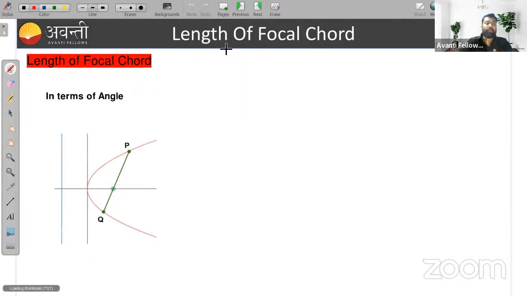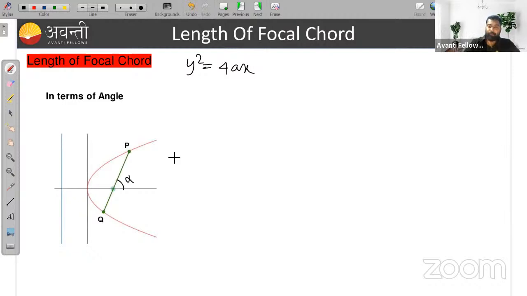Next, in terms of angle also, we can find the length if the focal chord makes an angle alpha with the positive x-axis. Here we are discussing the parabola y square is equal to 4ax only. In all the cases, we use this equation for now. Next, we will discuss the general equation.